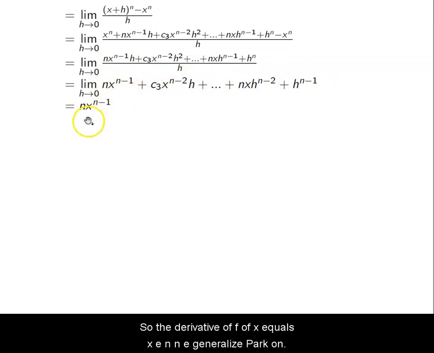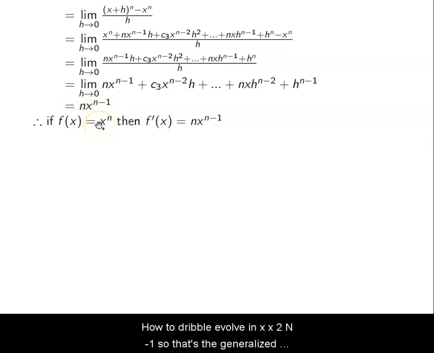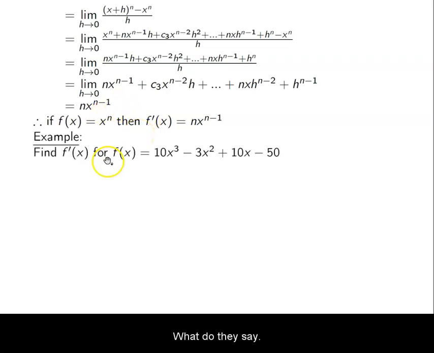Okay. So the derivative of f of x equals x to the n, any generalized power function, is n times x to the n minus 1. So that's the generalized form. That's the formula now that we can use in this class wherever and ever. Okay. So the way that this works is whatever power was here comes down and multiplies, and the value that was there decreases by 1. Okay. So let's do an example.